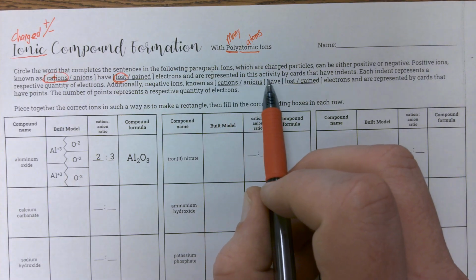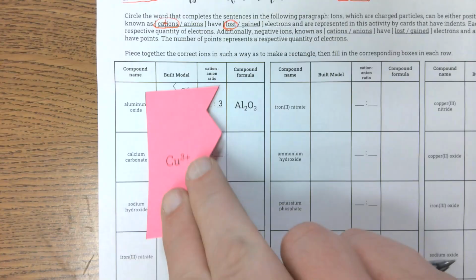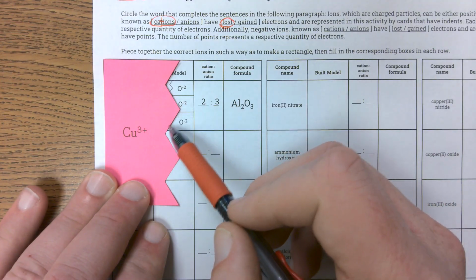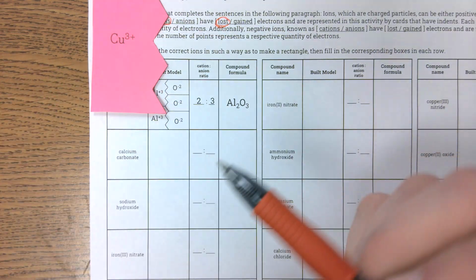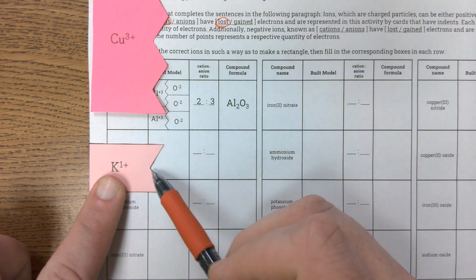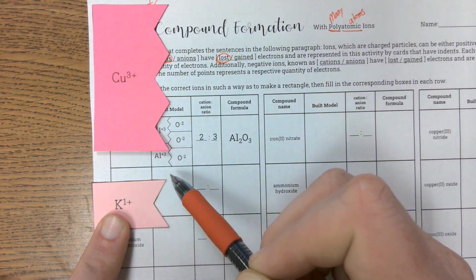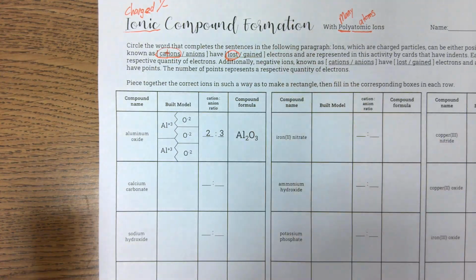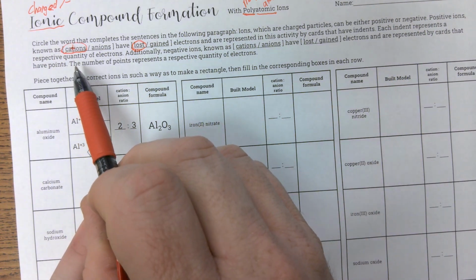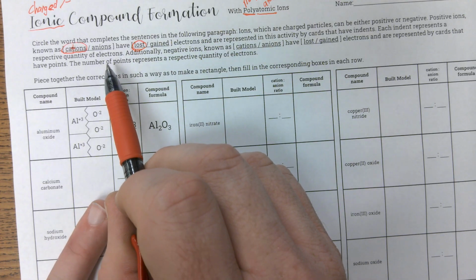They're going to be represented by cards that have indents. And so here is an example of these cards, this one is positive. It's got a 3+ charge. These indentions are what's going to tell you that it's a positive charge. Here's one that just has a 1+ charge, and it's going to have a little indentation. So the positives will be indented in like this. Moving on, each indent represents a respective quantity of electrons. So that copper one had 3 indents because it had 3 for its charge.